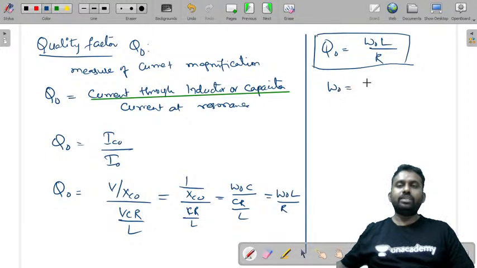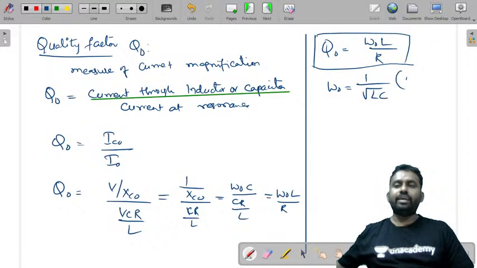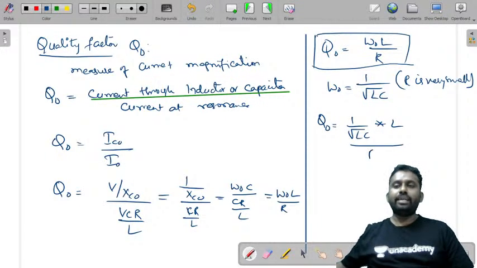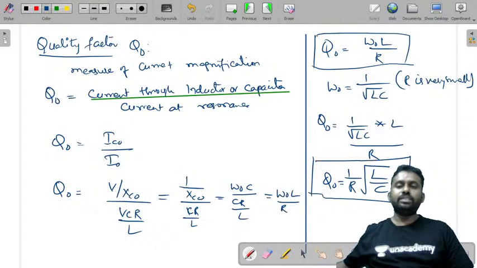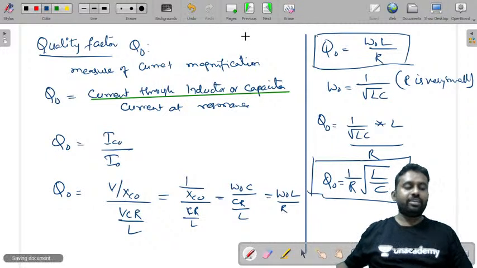And at omega naught is equal to 1 by root LC, when R is very small, we have taken this, and if you write that, Q naught is equal to 1 by root LC into L by R, and if you simplify, it is Q naught is equal to 1 by R root L by C. So this is the expression for quality factor of a parallel resonant circuit.